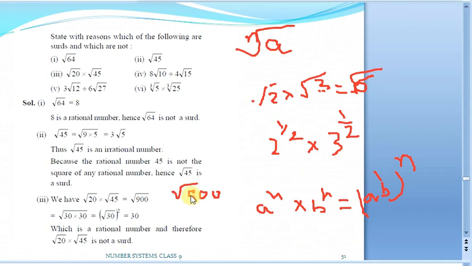Now, is there any number which on squaring will give you 900? Yes, it is 30. The square root of 900 is 30. But is this 30 rational or irrational? It is going to be rational, but for a surd it has to be irrational. So can I call this product a surd? No. I can't call it a surd. So this is not going to be a surd.